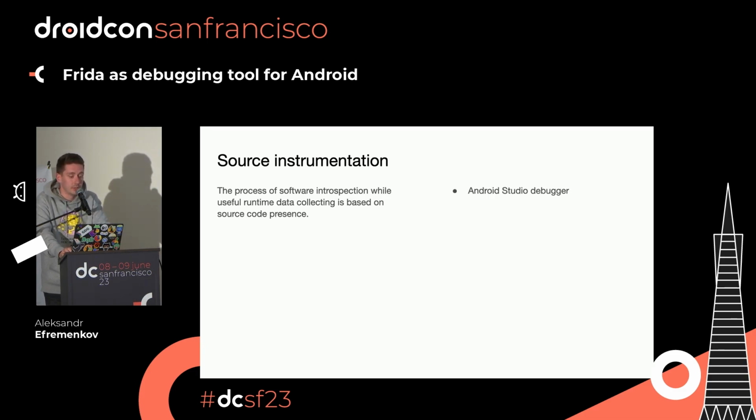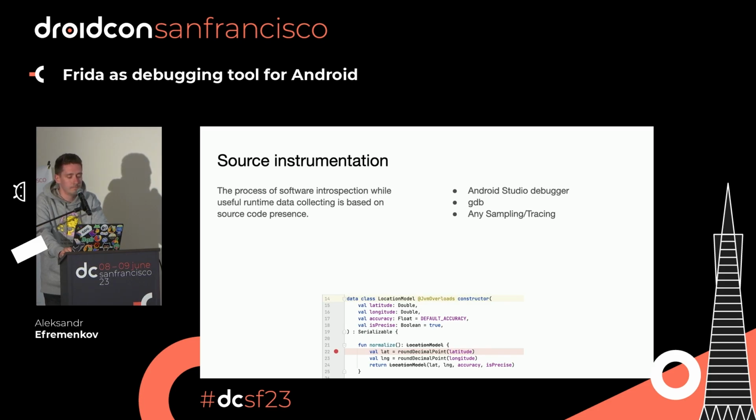It may be the Android Studio Debugger, which is based on your source code. It may be GDB, maybe somebody knows about this, and any sampling or tracing tools presented for every other platform. And that is one of the examples at the bottom, where you put the red pin, and you could just debug your app based on the source code.